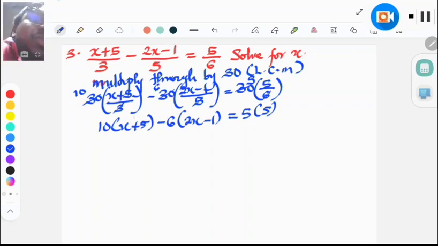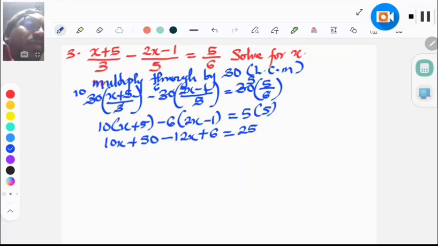So if we open this bracket, we're going to be having 10x plus 50 minus 12x plus 6 equals 25. So from here we can have 10x minus 12x equals 25. If positive 6 crosses the other side, negative 6. If 50 crosses the other side, we have negative 50.